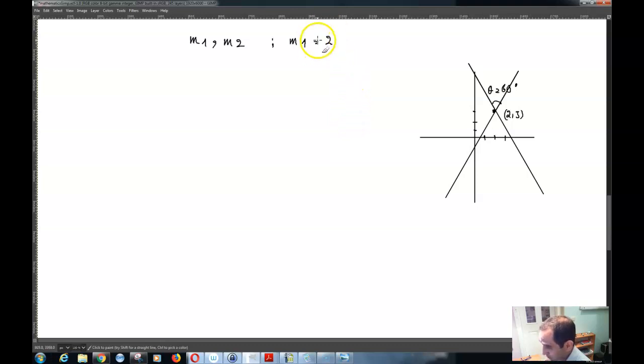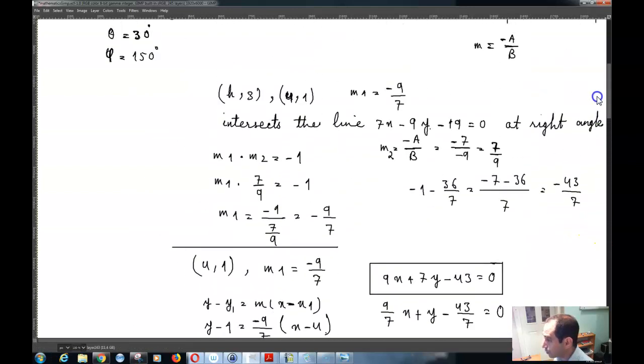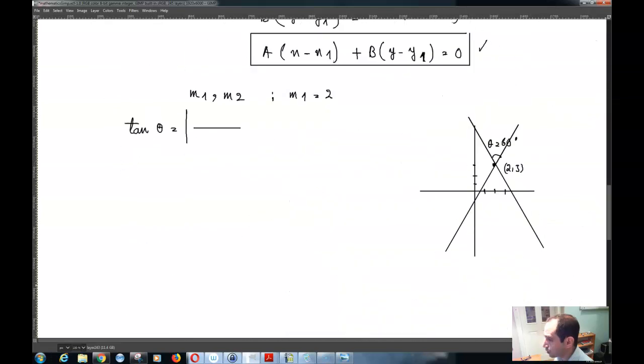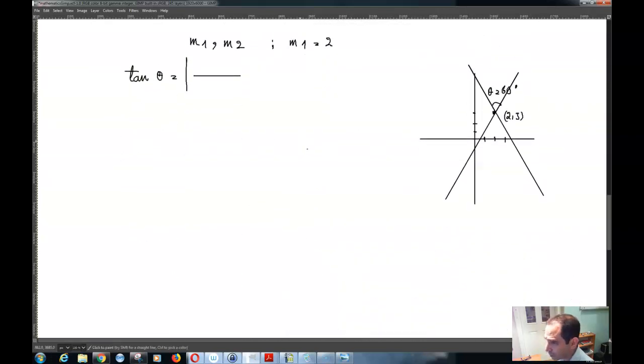Okay, so it's actually very easy to find the equation of the line, because we said that tan of theta is equal to the absolute value of, if I'm not mistaken, m2 minus m1 over 1 plus m1 m2. Okay, so this is the formula that we use to find the angle between two lines.